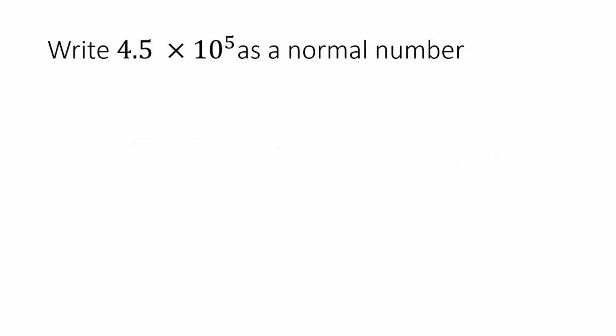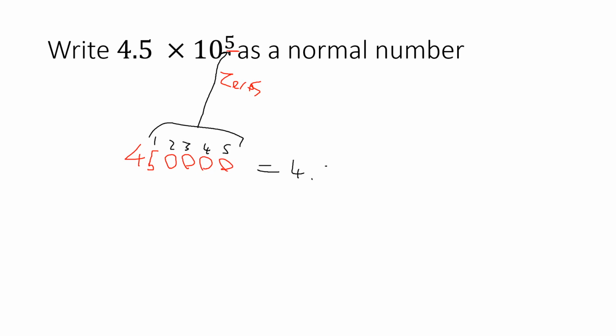Okay? And it's the exact same thing when we have a decimal. So all it is, we have to add 5 zeros at the end. Okay? So it's 4.1, 2, 3, 4, 5. Because here we have 1, 2, 3, 4, 5 zeros, which is what we have here. So therefore, this is 4.5 times 10 to the power of 5.